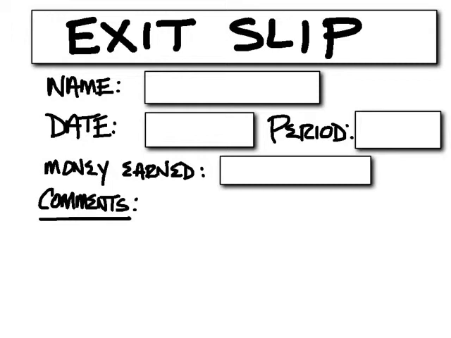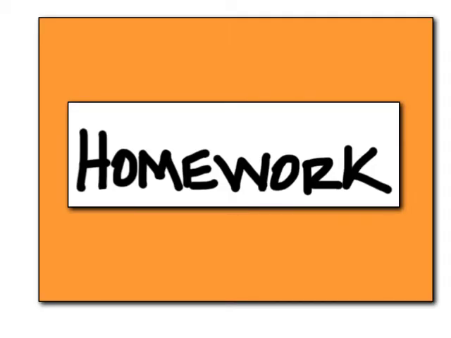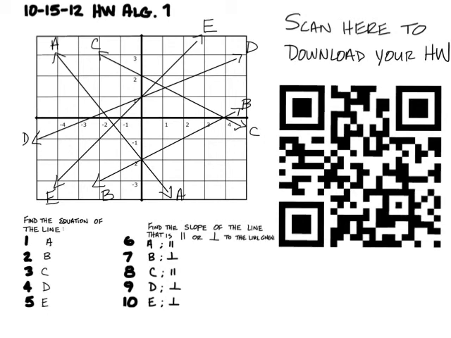Okay, scan here to learn more about finding the equation of a line from a graph. Next up is the exit slip, and you can pick up one of these from the table. Fill in the boxes. Today you can estimate the money you earned. Tomorrow you can start keeping track. And then in the comments section, put at least one coherent sentence about today's class. Anything you want to tell me about it. And then put them here on the corner when you're done.